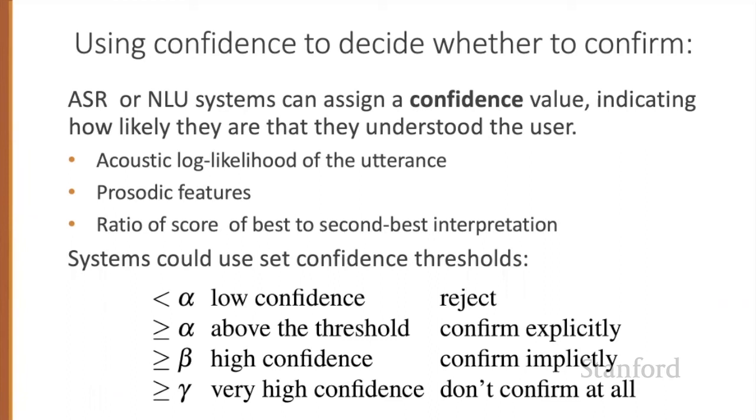Confidence is a metric that the speech recognizer assigns to its transcript of a sentence to indicate how confident it is in that transcription. So a system might have a 4-tiered level of confidence with thresholds alpha, beta, and gamma. If the ASR confidence is very low, we reject. If it's slightly above that, we confirm explicitly. If we're pretty sure of the sentence, we confirm implicitly. And if we're absolutely certain we know what they said and understood it, we don't have to confirm at all.